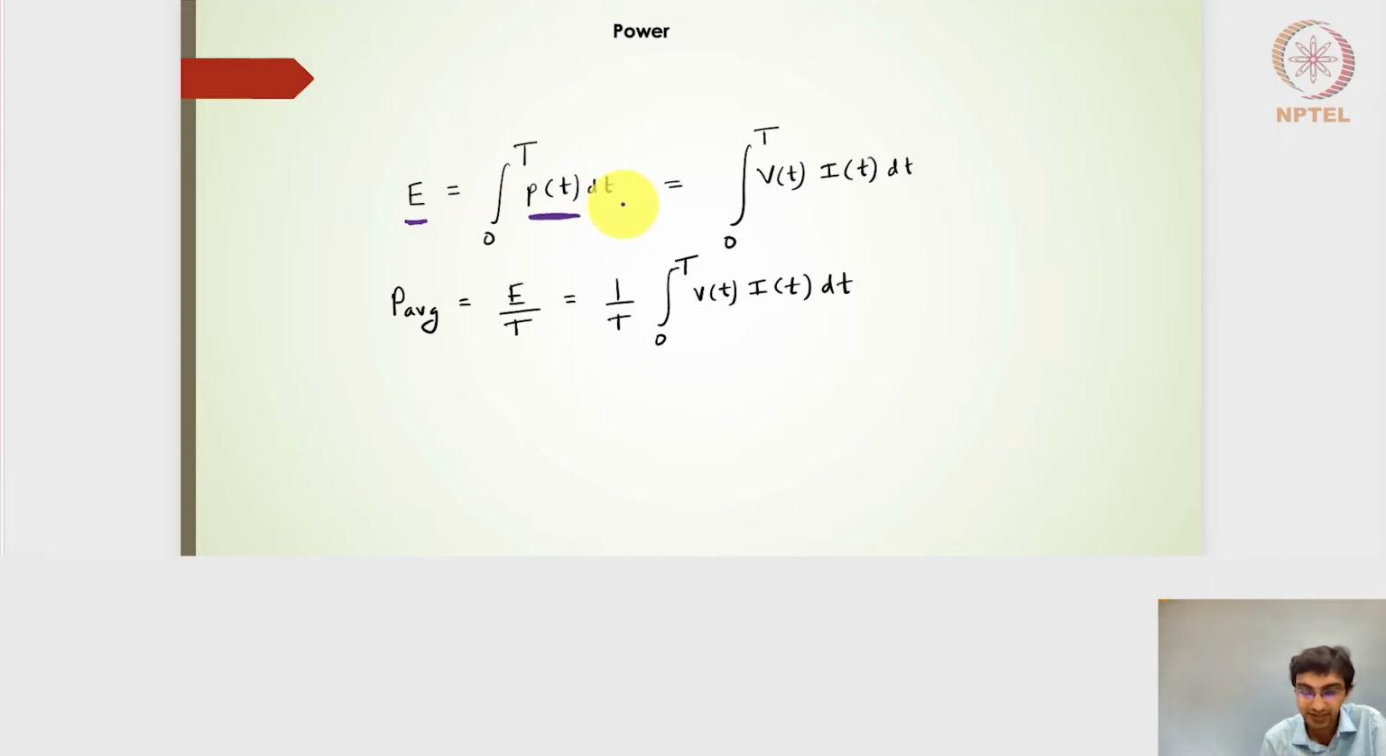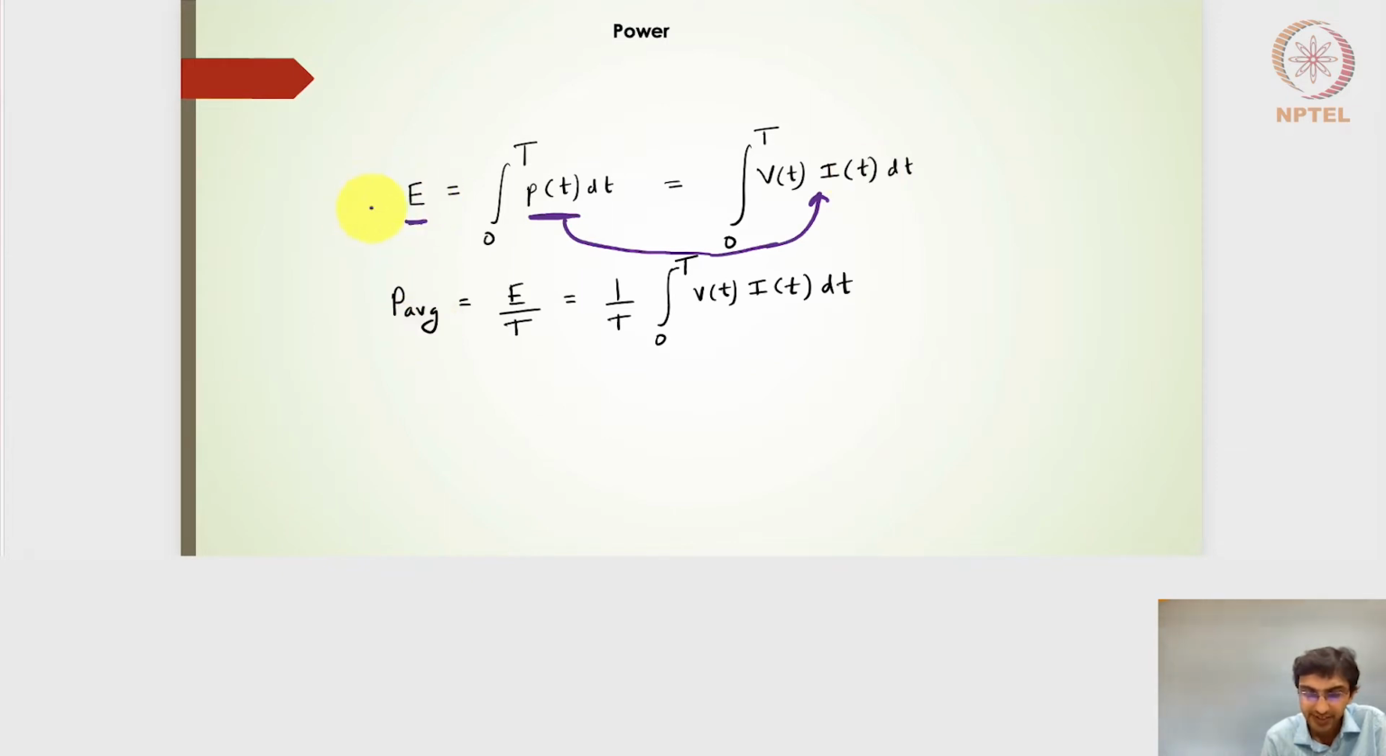What it really means is, if I have discrete points of time, then it's nothing but the summation of all the power across the time duration. That's why, in analogous terms, we consider it to be an integral. And instantaneous power is defined as the product of the voltage across the component at that particular time instant multiplied by the current flowing along the component at that time instant.